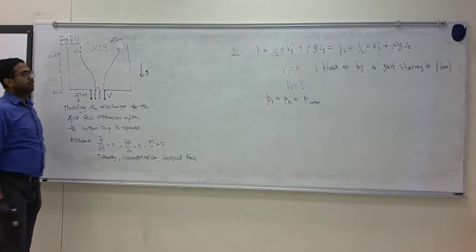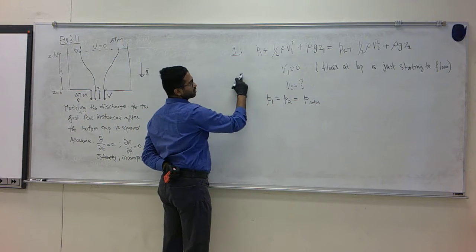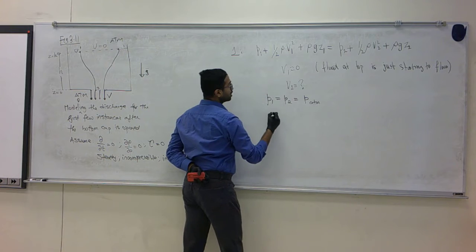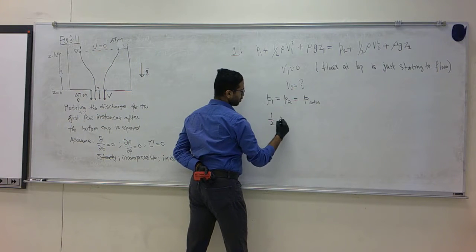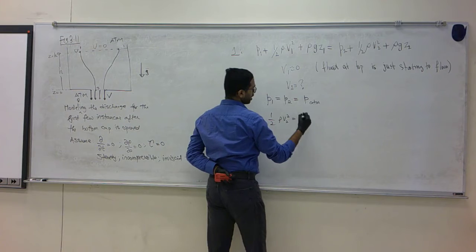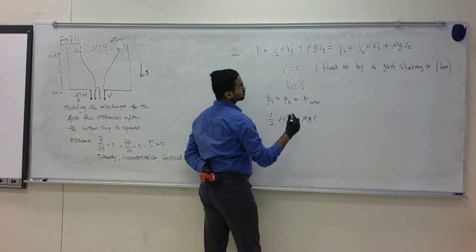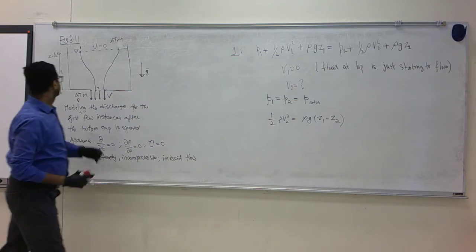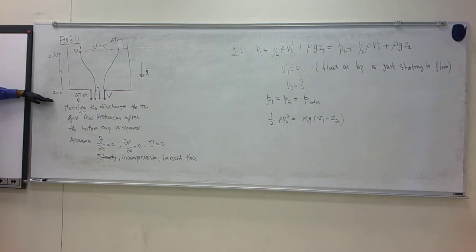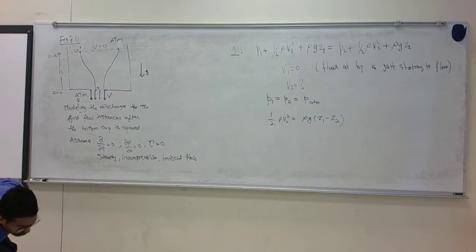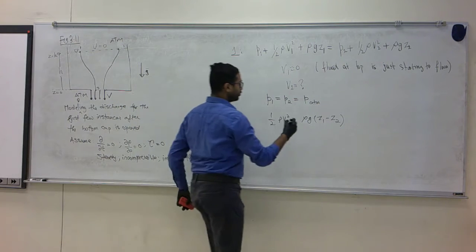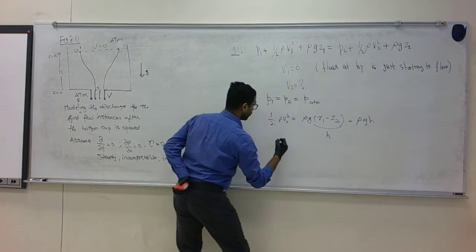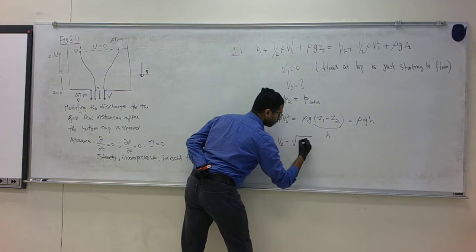If I throw in these simplifications here, I can strike out P1 and P2. V1 is 0. So what I have is half rho V2 squared is rho g times Z1 minus Z2. What is the height of level 1 minus the height of level 0? That would be equal to h. So this is rho g h, or V2 is square root of 2gh.